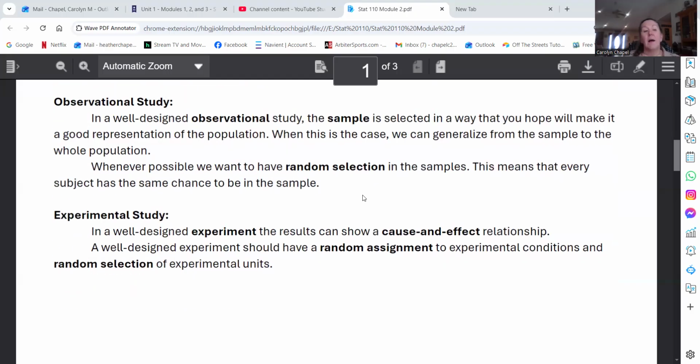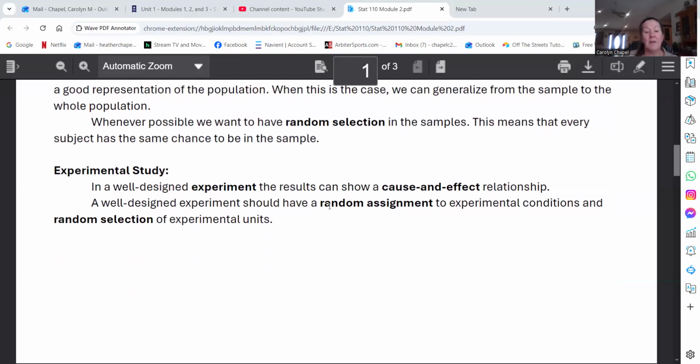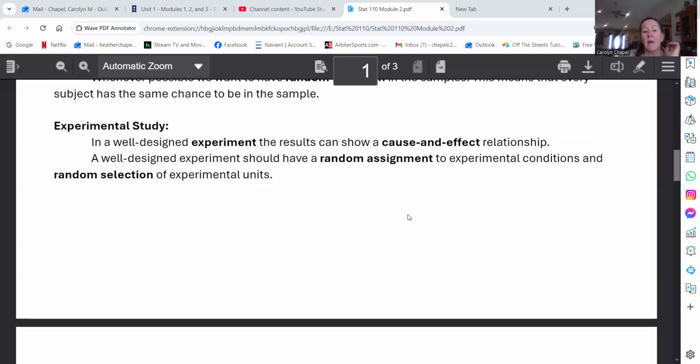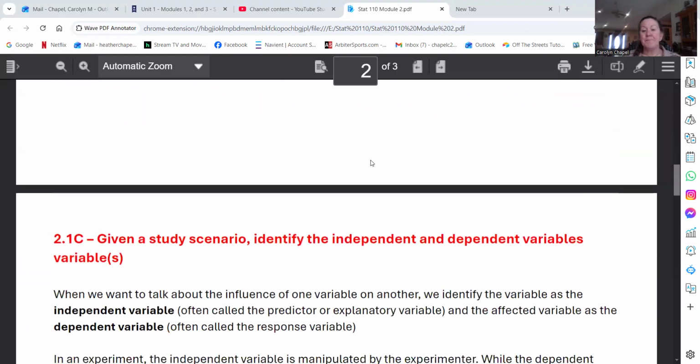Okay. An experimental study, again, we want to make sure that things are done really, really well because we'd like to be able to show some sort of cause and effect. And if things aren't done well, we can't usually say that this thing caused that thing to happen. So we want to make sure everything is really, really well done. This is going to make sure things are very, very random.